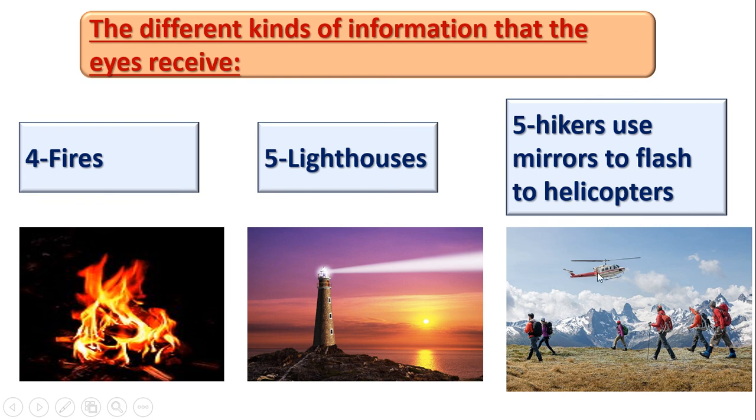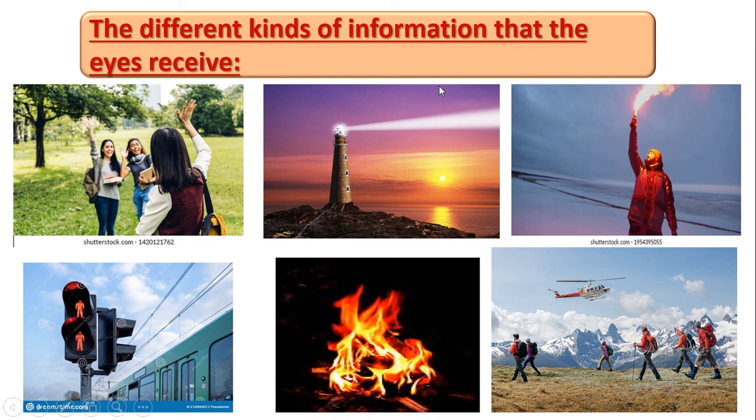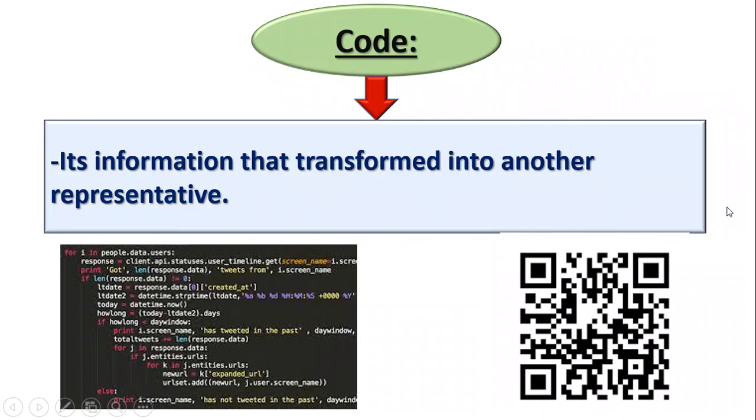So can we use the mirror to flash to a helicopter as information the eyes receive? Yes. So the eyes can receive different information like what? Waving, lighthouses, rescue flares, traffic lights, fire, and the mirror which is used by hikers.